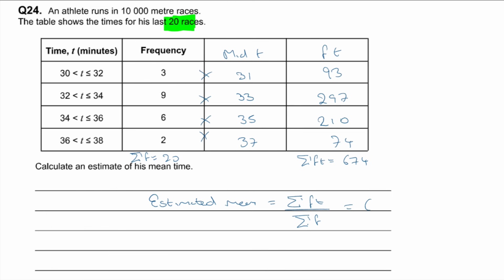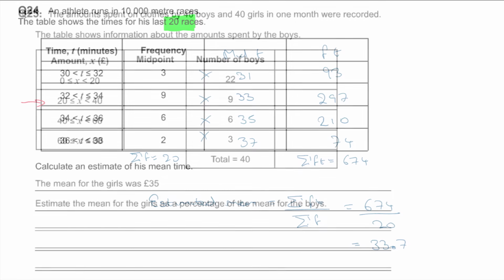Okay, which is going to be 674 divided by 20, and that is equal to 33.7. Is my answer sensible? Well, where would that be? Again, that would be kind of sitting towards the top end of this group here, isn't it? So it's bang in the middle of my data set. Pretty confident that's the right answer. Happy to move on. Question 25.